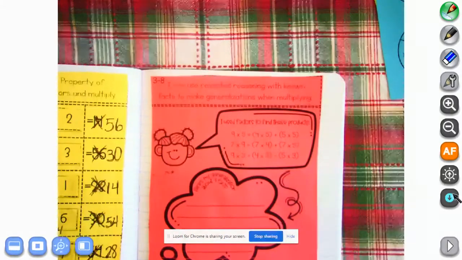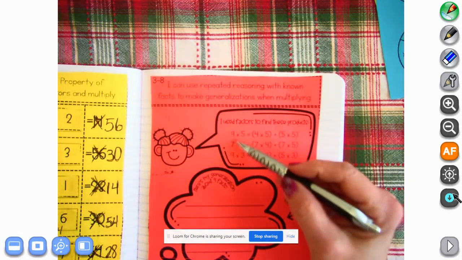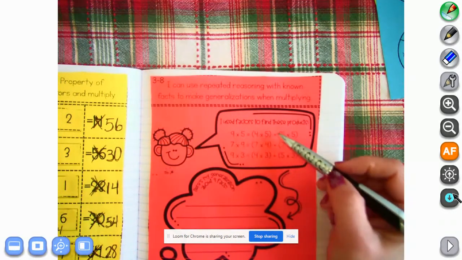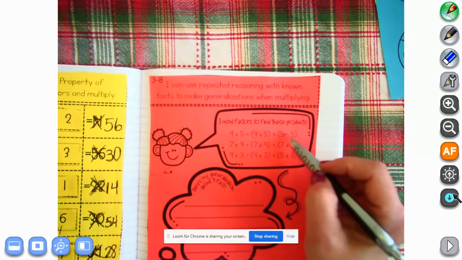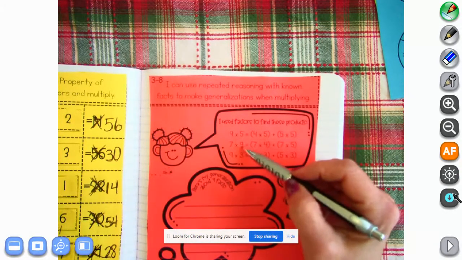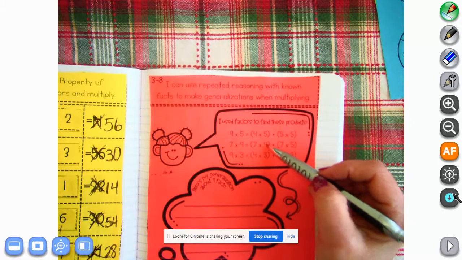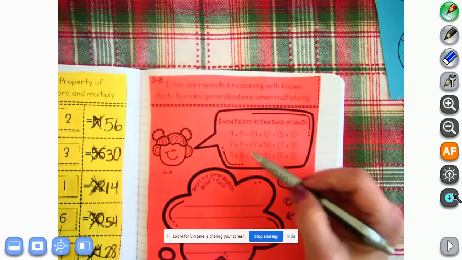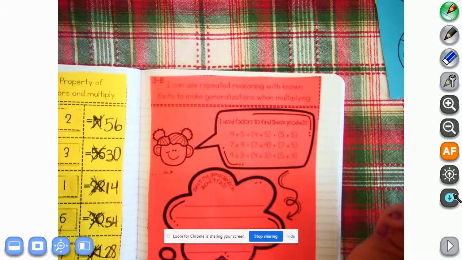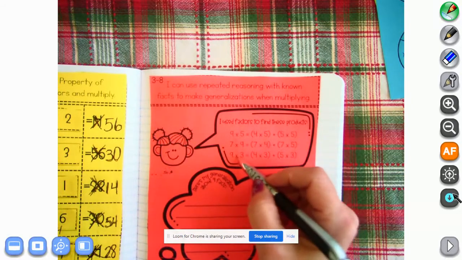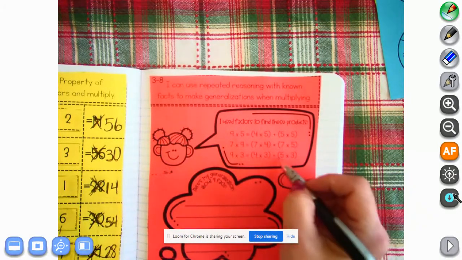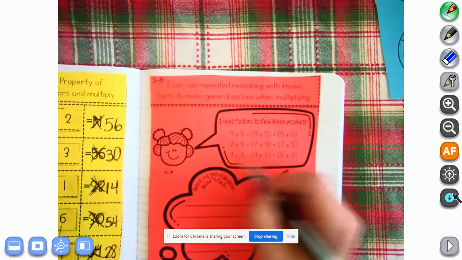All right, we're going to start on 3-8. I can use repeated reasoning with known facts to make generalizations when multiplying. I used factors to find these products. 9 times 5 is equal to 4 times 5 plus 5 times 5. 4 and 5 make 9. 7 times 9 is equal to 7 times 4 plus 7 times 5. They broke up the 9 into a 4 and a 5. 9 times 3 is equal to 4 times 3 plus 5 times 3. 5 and 4 make 9.